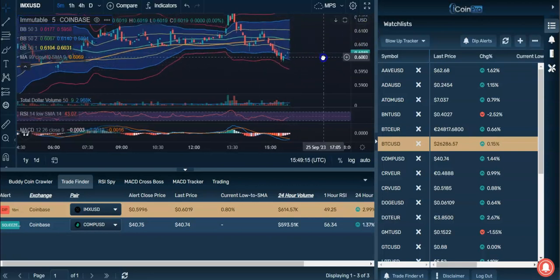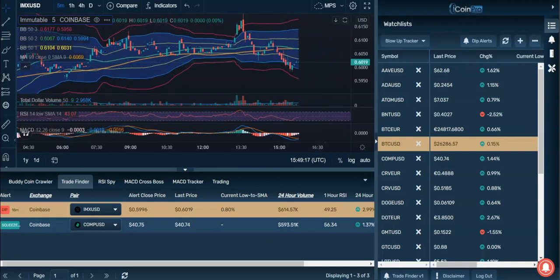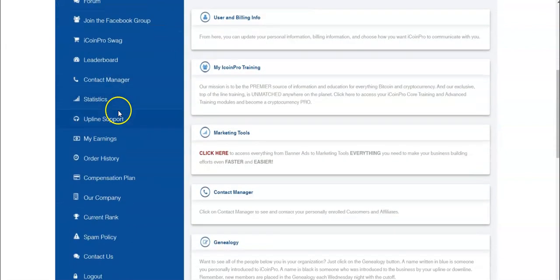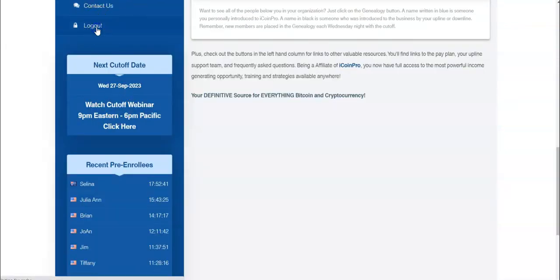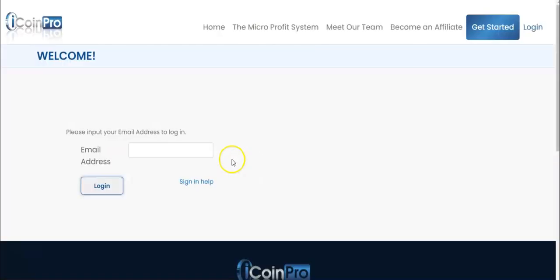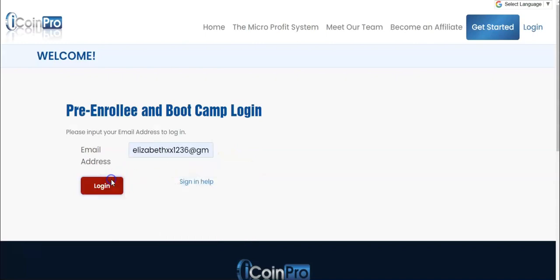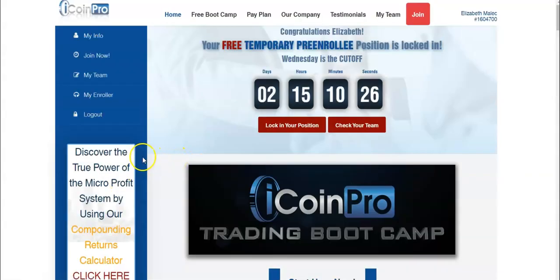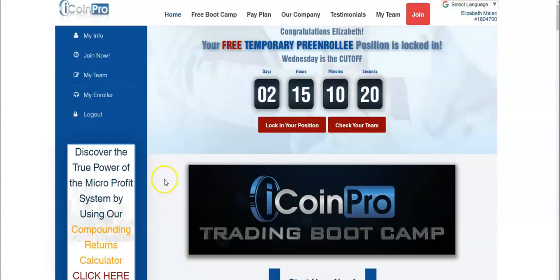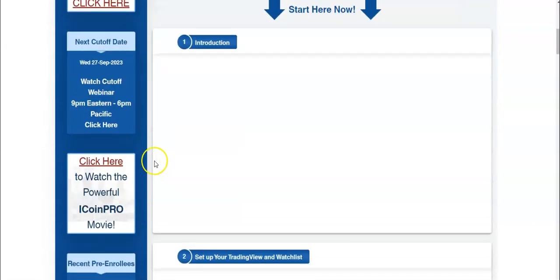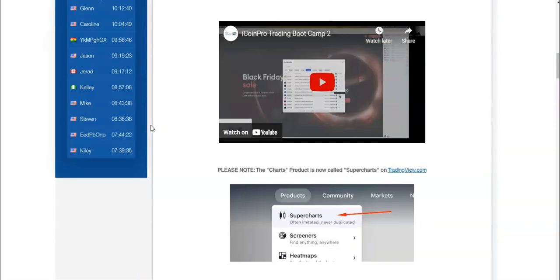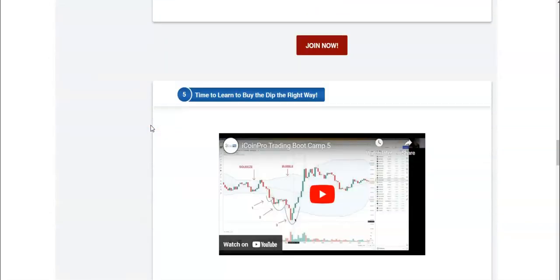So what you're going to do now is you're going to basically go through the free boot camp. So when you actually log in, here, let me log out. Go to login. So when you decide to pre-enroll for free, you're going to learn the boot camp. The boot camp right here, when you scroll down, is on the front page. So right here you've got video 1, video 2, and then video 3. There you go.